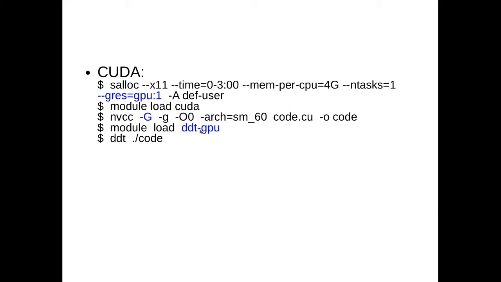And then you module load ddt-gpu. The GPU license we have is much more modest. It's only covering up to 8 GPUs across all the users of Graham. But you don't get too much usage of it, so it shouldn't be a problem. And then you run your DDT with the code as usual.